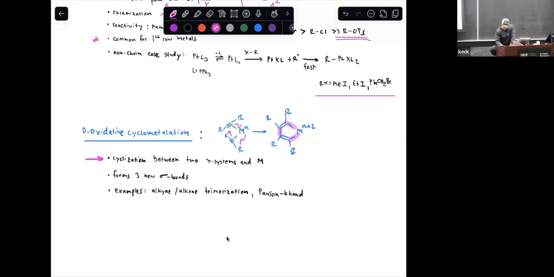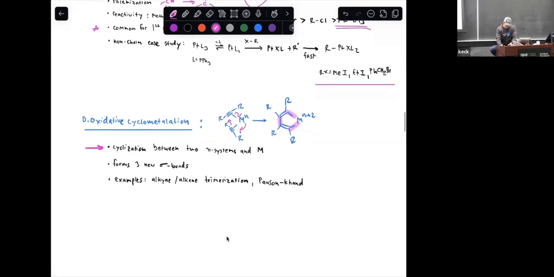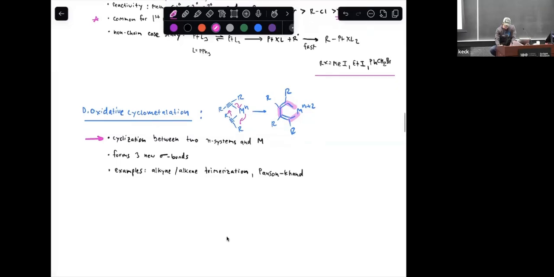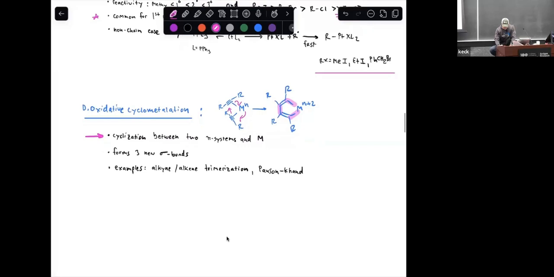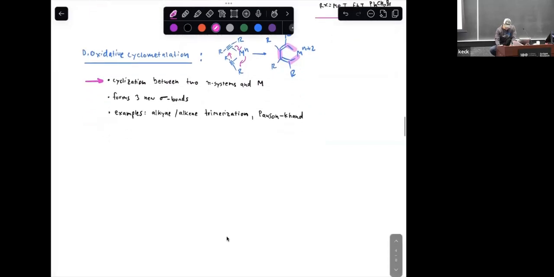And then this intermediate has 2 carbon-metal bonds that are reactive sites. In the context of a Pauson-Khand reaction, you know that you have an alkene and alkyne that generate a 5-membered intermediate like this that's then reacted with CO. And again, the common feature shared with classical oxidative addition is the increase in oxidation state from N to N+2.